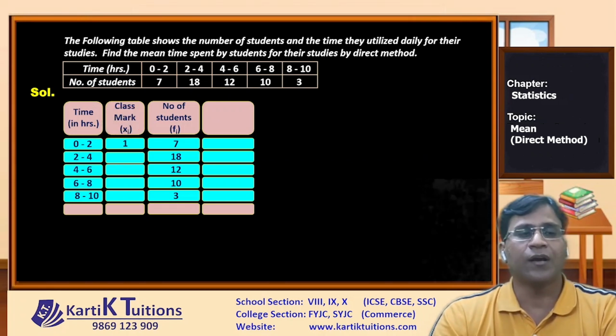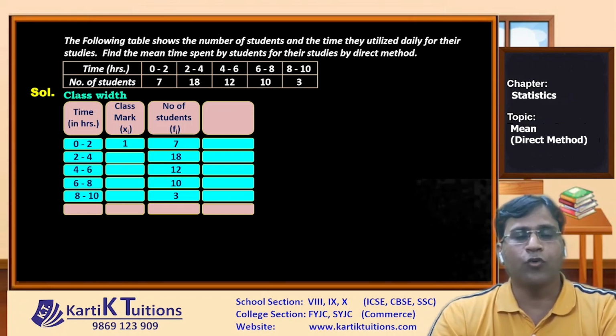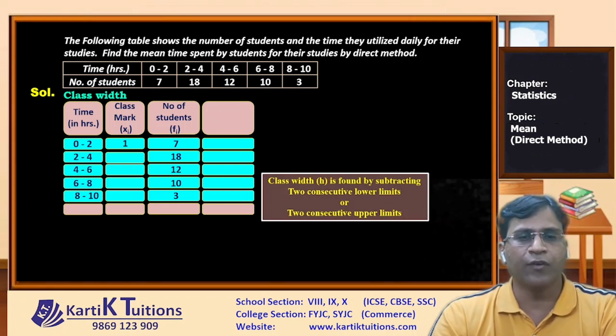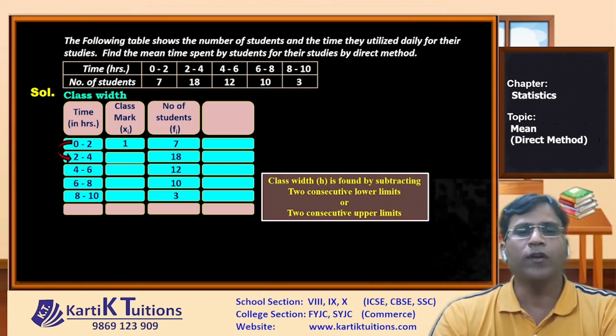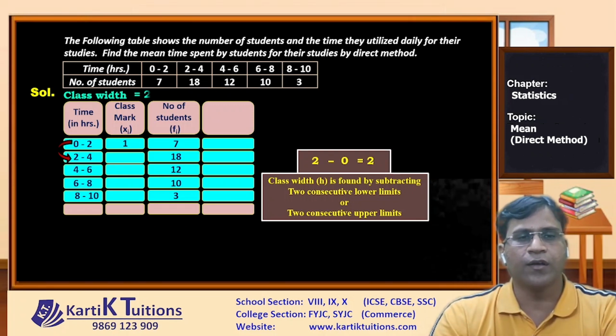Now let's first find the class width. Class width, we just learned how to find it. Difference between any two consecutive lower limits or upper limits. For example, if you find the difference between 2 and 0, what is 2 minus 0? You get 2. So your class width here is 2.